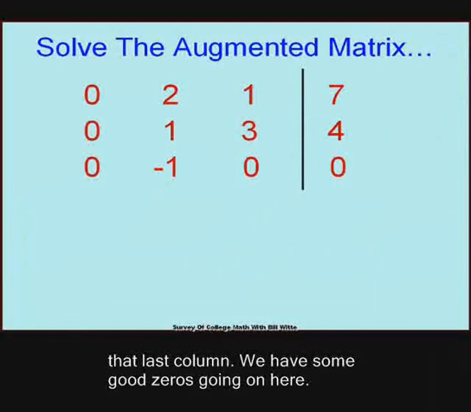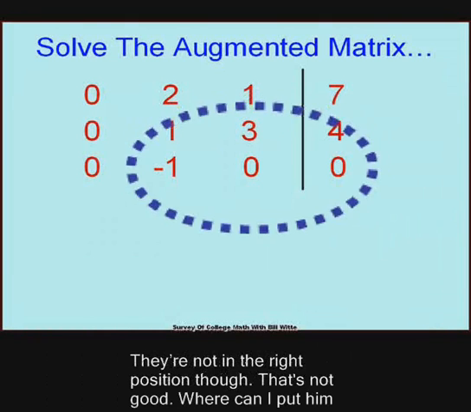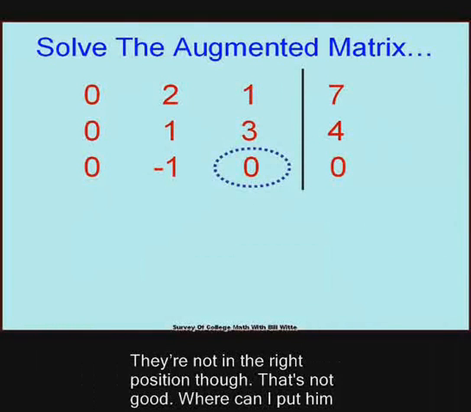Let's see. We've got some good zeros going on here. Let's see if we can. They're not in the right position though. That's not good. Where can I put him that would be correct?